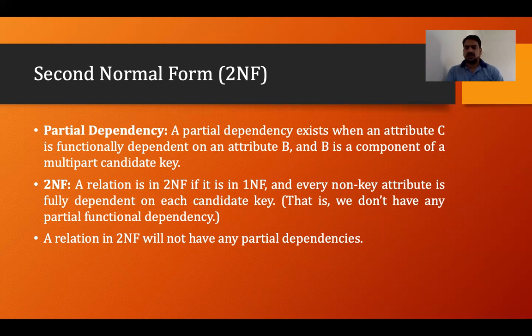So what is the definition for the second NF or second normal form? A relation should be in second normal form if and only if it is in first normal form, as well as there is no partial functional dependency. It means that every non-key attribute is fully dependent on each candidate key. It should be a full functional dependency, not partial functional dependency.